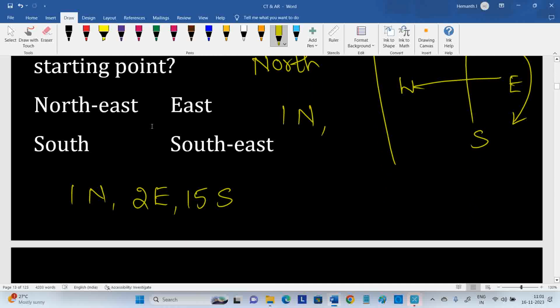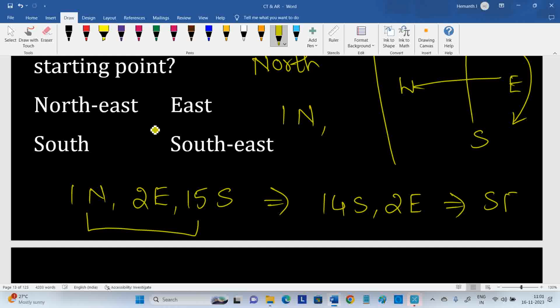Now let's see what you have to do. This is north, this is south. 1 north, 15 south. North and south are opposite, so it will be 14 south. You can subtract. North and south are opposite, 14 south. The other one left over is 2 east. Finally south and east are left over. So southeast is the answer.